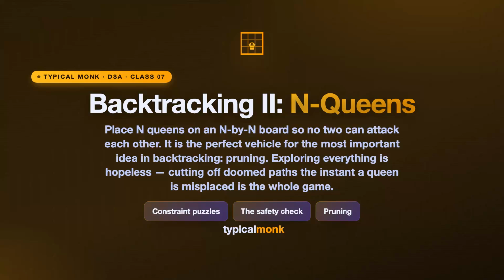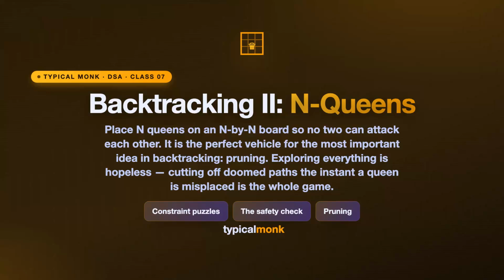Last class, you learned backtracking on the two most fundamental examples: generating all subsets and all permutations. You have the 3-beat rhythm in your fingers now. Choose, explore, unchoose. Today, we take that same technique and point it at the problem it seems almost designed for, the classic constraint puzzle. Specifically, the n queens problem.